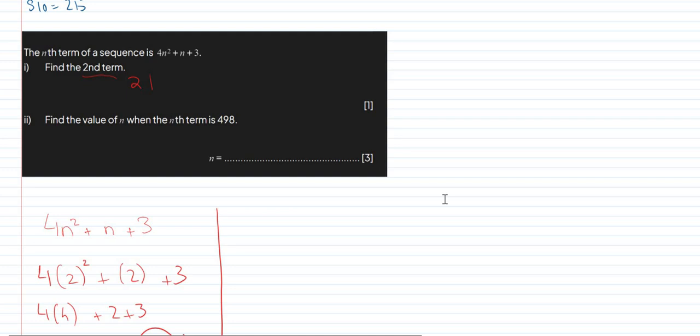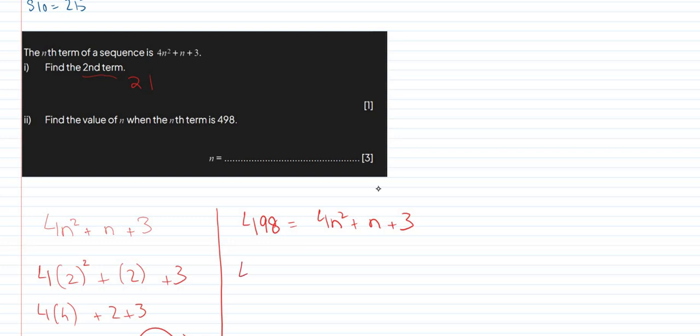Now the second part is asking us to find the value of n when the nth term is 498. Many students get confused. Alright, there is no need to get confused. The question is just asking you what value of n do you put into the equation so that the result is 498. So look, we will do this. 498 is equal to the sequence, which is 4n squared plus n plus 3.